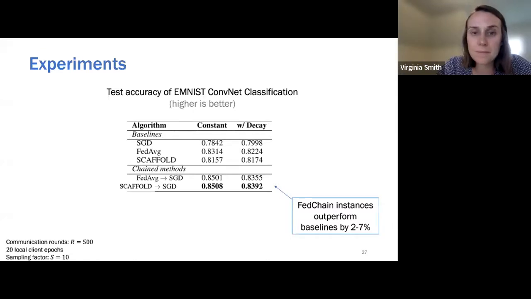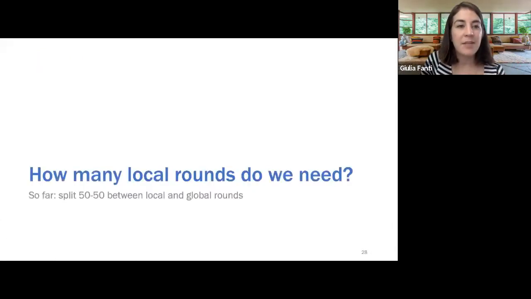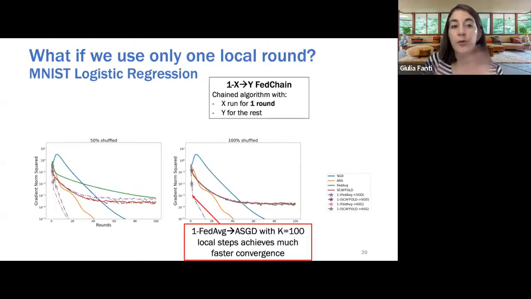Okay, so Ginger, your question is perfect. It brings me to a question that I just wanted to conclude with, which is how many local rounds do we actually need? So theoretically, when I initially presented FedChain, I presented it as half of our rounds are going to be using a local method, half of them are using a global method, just for simplicity. But what we found is that actually FedChain is pretty robust to different choices of the split between local and global rounds. So for example, what if we use only one local round?